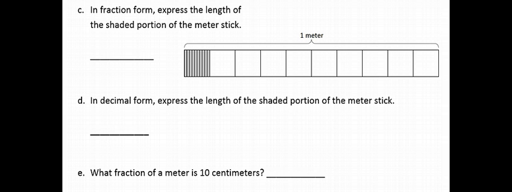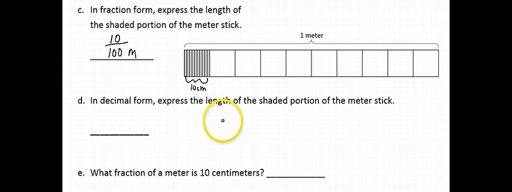The next question looks at the same amount on the meter stick, only my 10 centimeters has been divided to show each centimeter. The directions say in fraction form express the length of the shaded portion of the meter stick. So we know that we have 10 centimeters out of the 100 centimeters that make up the entire meter stick. So the fraction that shows the shaded portion is 10/100ths of a meter, because 10 centimeters out of the 100 that make a meter are showing.